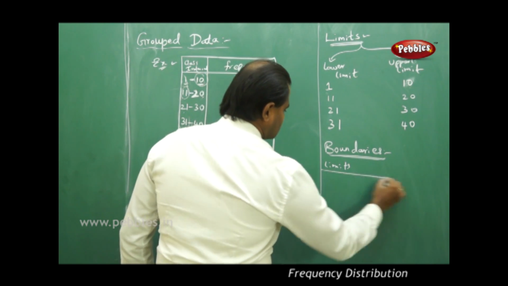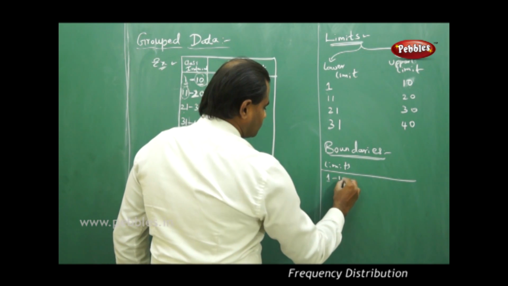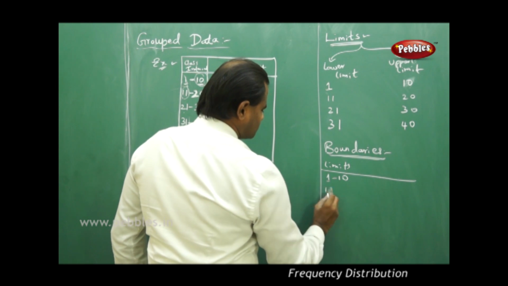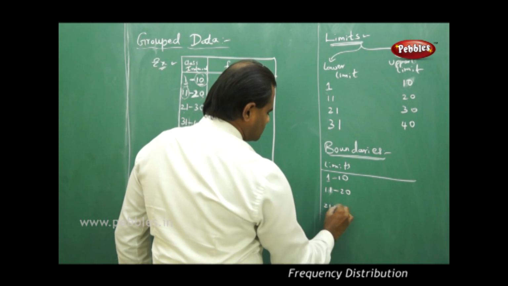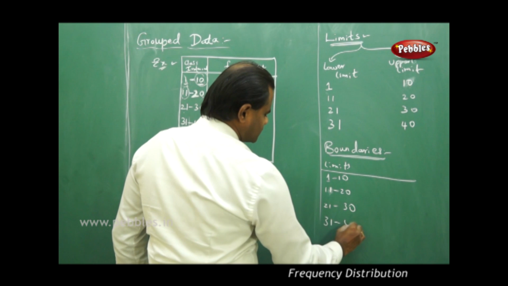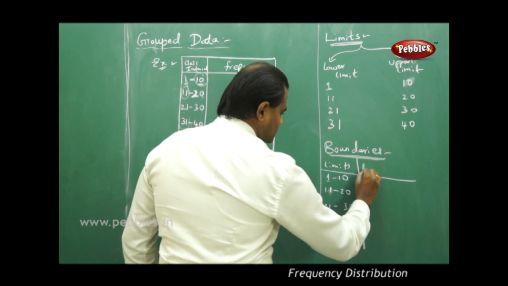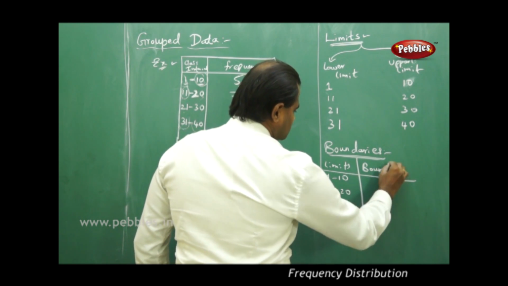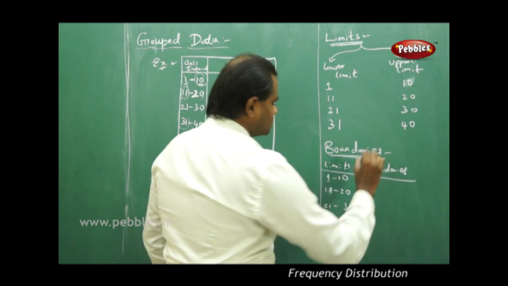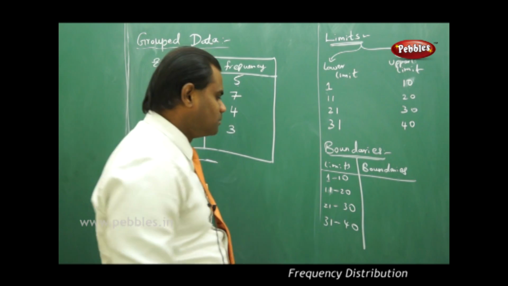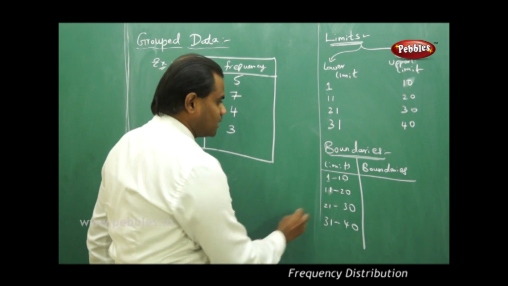So what I do is, for the limits taken from 1 to 10, 11 to 20, 21 to 30 and 31 to 40, I define the boundaries starting with the middle of these. What is (10 + 11) by 2?